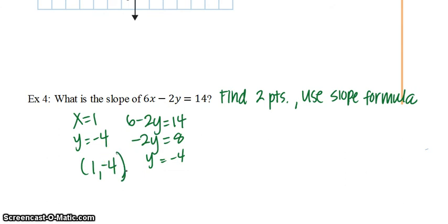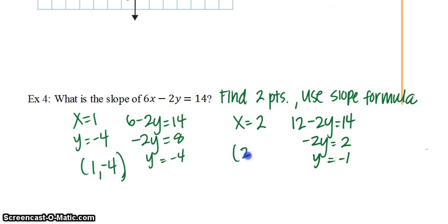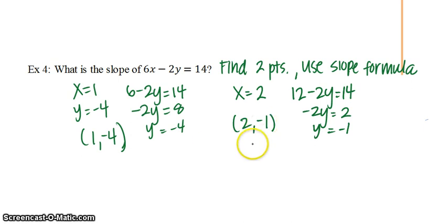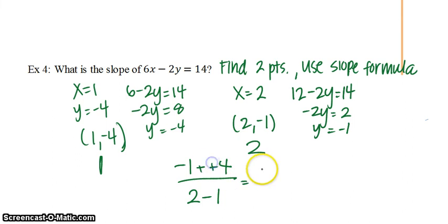Then I'm going to try x equals 2. Again, I tried these out. x equals 2, so it would be 12 minus 2y equals 14. It would be negative 2y equals 2. y equals negative 1. So we have 2, negative 1. Now that we have 2 points, we can easily find the slope by using our formula. I'm going to say this one is my second one, and this is my first one. So I'm going to do negative 1 minus a negative 4 over 2 minus 1. That's plus, so that's going to be 3 over 1, which equals 3. So my slope is 3. There you go.